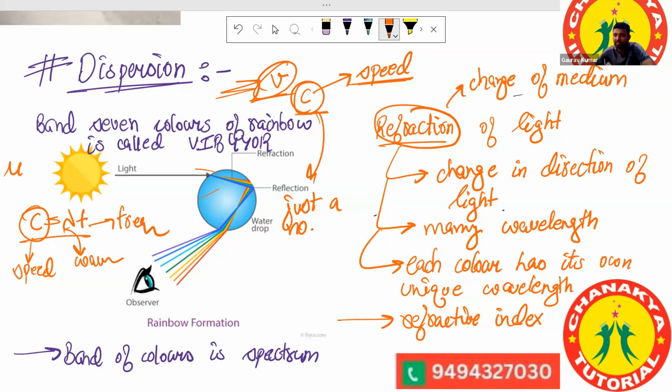You have heard until now that light is a wave, but later you will get to know that light is also a particle. Light has dual nature. It shows wave nature, and it also shows particle nature.